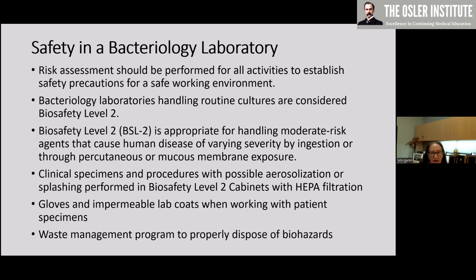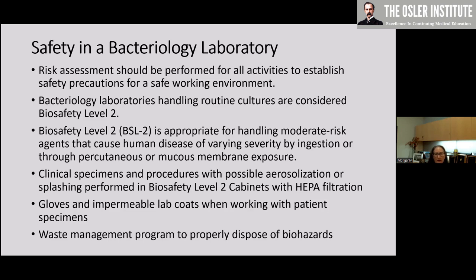So let's get started. First off, we've got to be safe when we're working in the bacteriology laboratory. We need to perform risk assessment to make sure that we're performing all activities in the safest possible working environment. Bacteriology is considered biosafety level 2. A BSL 2 laboratory handles moderate risk agents that can cause human disease of varying severity by ingestion or through percutaneous or mucous membrane exposure. So those are the kind of things that you try to avoid.